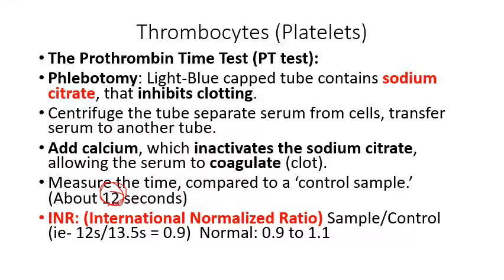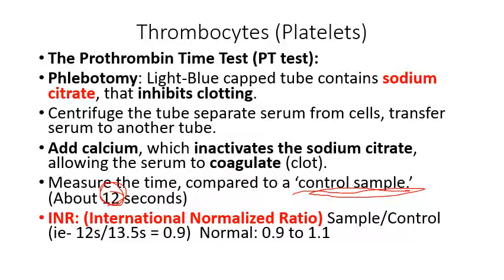Okay, now you compare that to a control sample of normal serum. Right, so you have two test tubes. One of them contains your patient's serum. Another one contains a control sample. You add calcium to both tubes, and therefore you set off the clotting reaction.